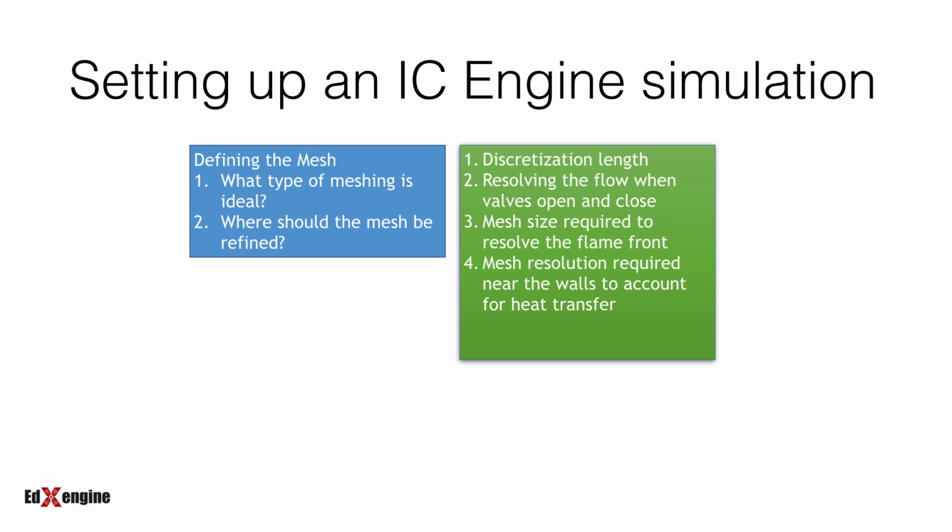The next important step is the meshing strategy. The mesh needs to be refined enough to resolve the flow through the intake and exhaust valves. The right mesh size is required to resolve the flame front, and the right mesh size is also required to get the wall heat transfer.